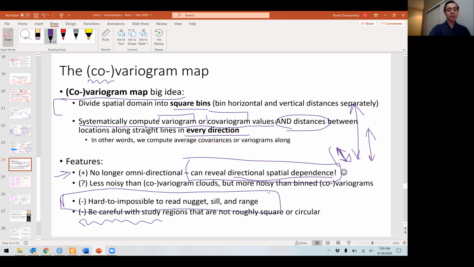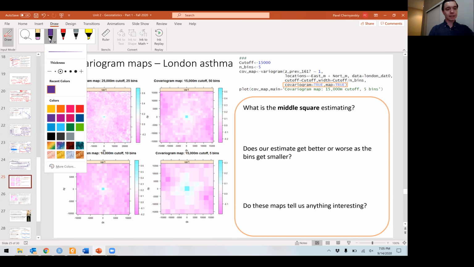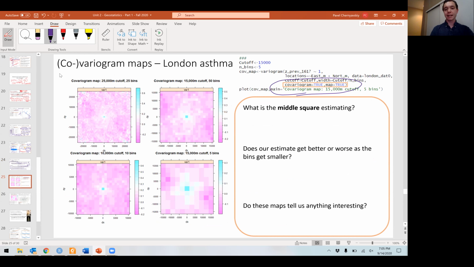So just as before, if you take a look at the code, not much changes, because we still simply estimate it by saying covariogram is true. So I'm going to look at covariances, not variogram values. And now I say map equals true. So what it produces is kind of a square like this. On the y-axis, I have how far we moved in the vertical direction. On the x-axis, I have how far we moved in the horizontal direction.